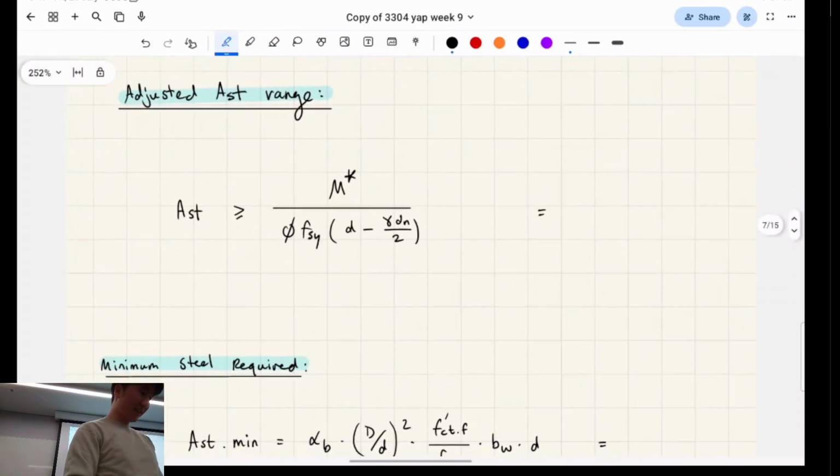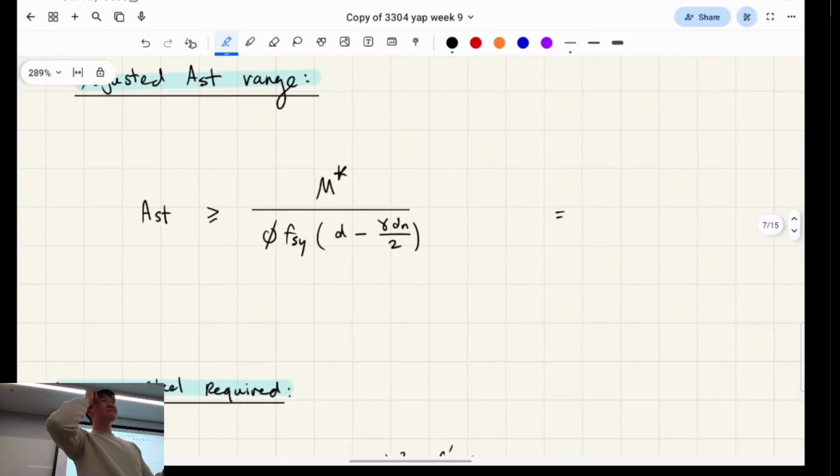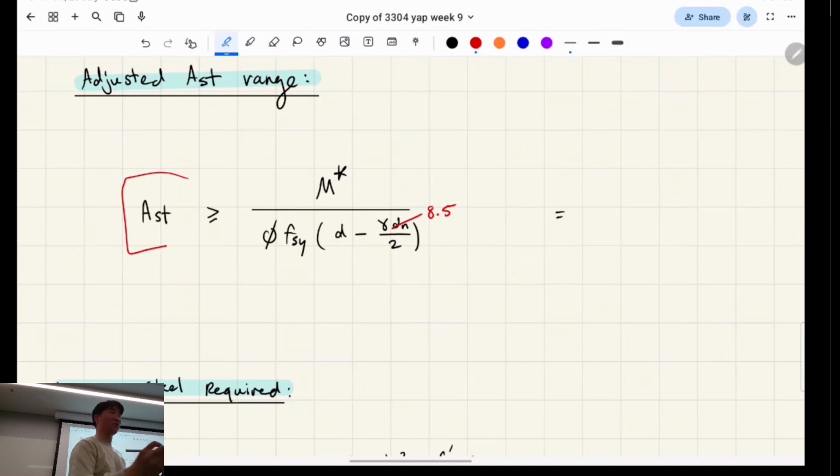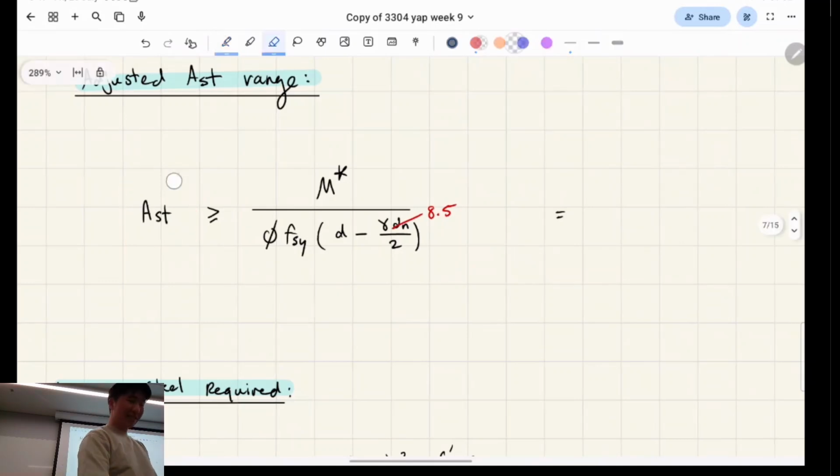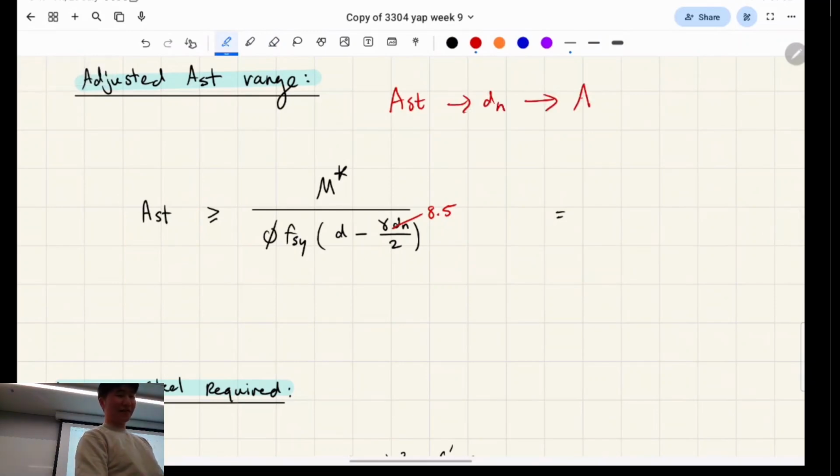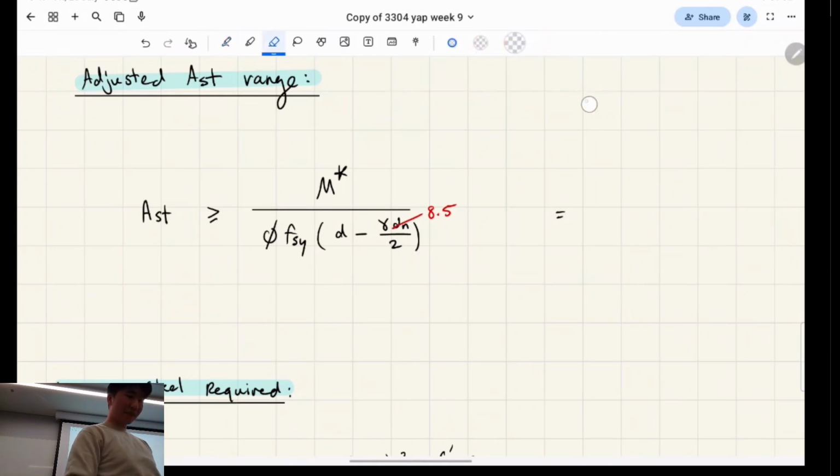Okay, so adjusted Ast range, right? So what have we changed? Well, we have a dn value now, but we're going to pretend that the Ast wasn't the same value that we calculated before. We needed an initial Ast value to get a dn value. And using that dn value, we have a refined Ast value, right? So that's what we're doing.